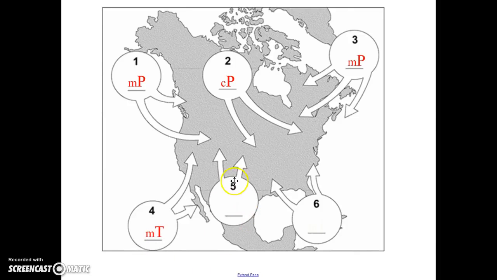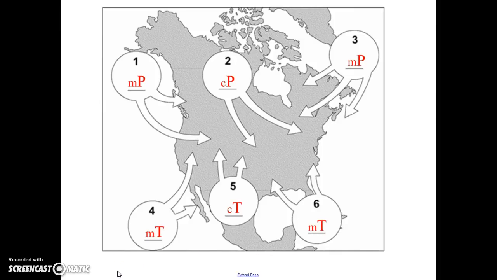Air mass number 5 is forming over Mexico. So it will be dry and warm, continental tropical. And air mass number 6 is forming over the Gulf of Mexico or the Atlantic Ocean. And that is going to be wet and warm, maritime tropical.